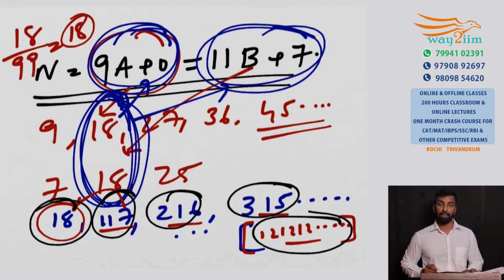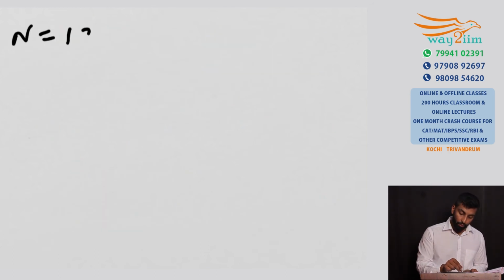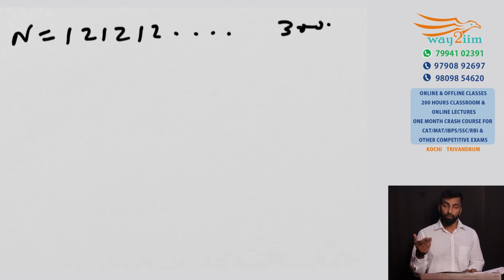So in both cases it will be the same. This is what the Chinese remainder theorem is. So we can apply it easily to find the answer, right? So 18 is the answer for this question. Quick recap of what we did: we got n is equal to 1, 2, 1, 2, 1, 2, and so on, 300 times, right? So what we need to do is find a smaller but similar number.